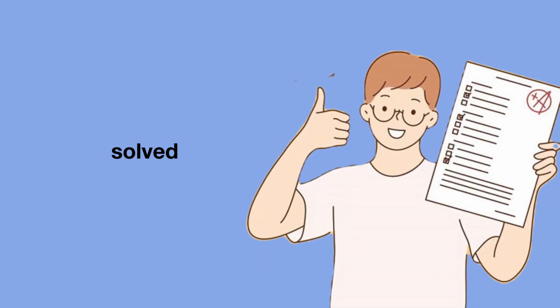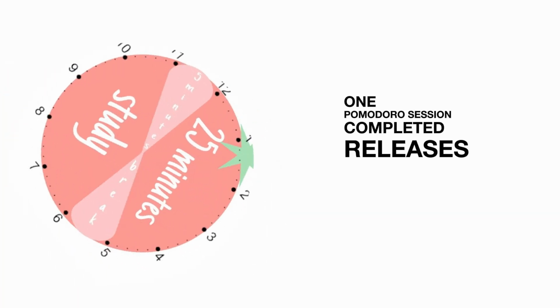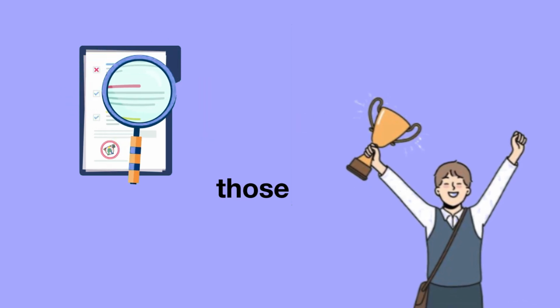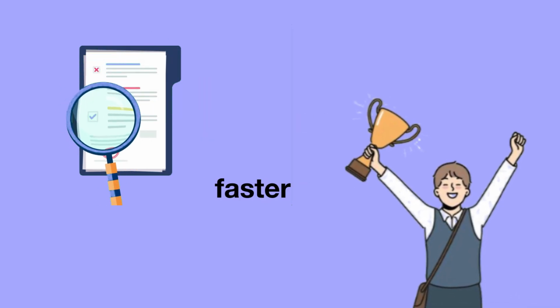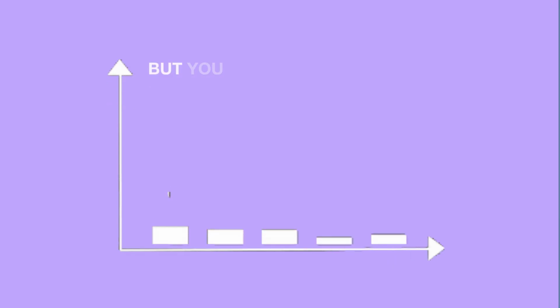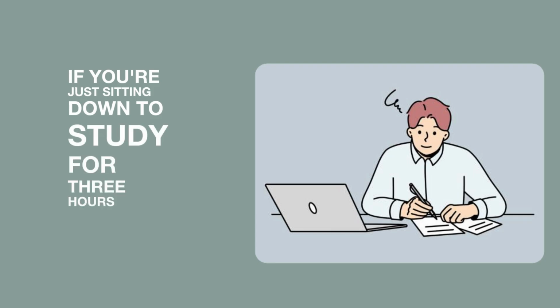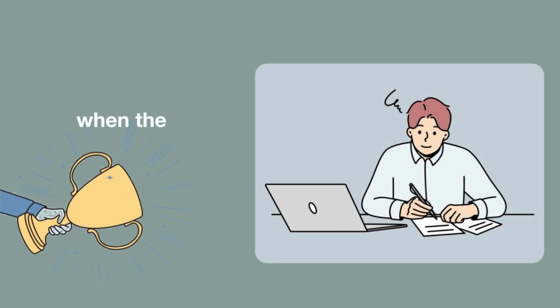One practice problem solved correctly releases dopamine. One Pomodoro session completed releases dopamine. And here's the beautiful part. Research shows that when people find pleasure in completing small tasks, those behaviors become habits way faster, like significantly faster. We're talking weeks instead of months, but you have to structure it right. Because if you're just sitting down to study for 3 hours, your brain has no idea when the reward is coming.